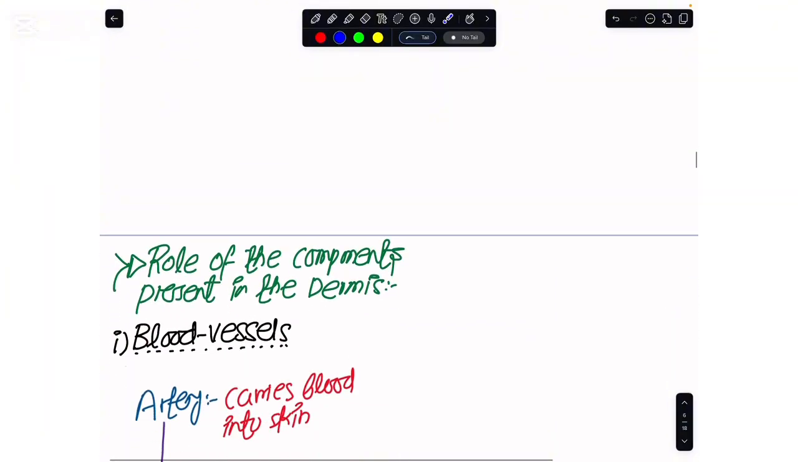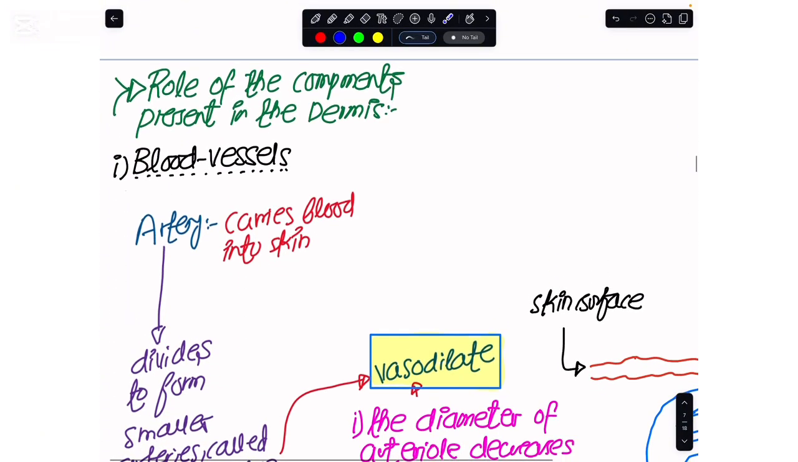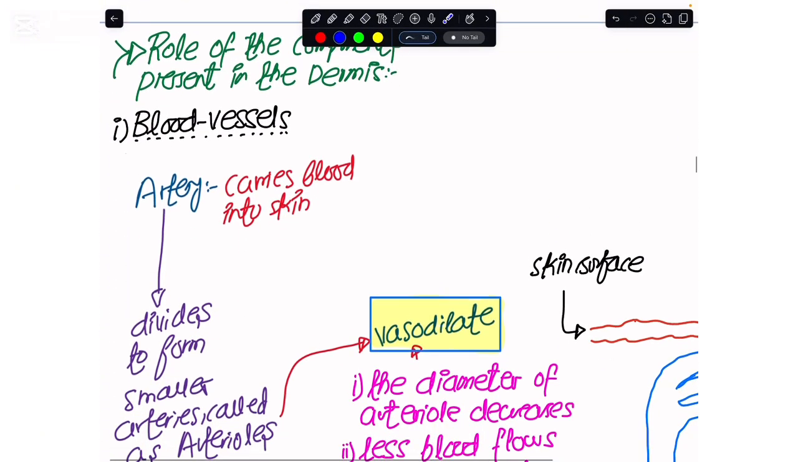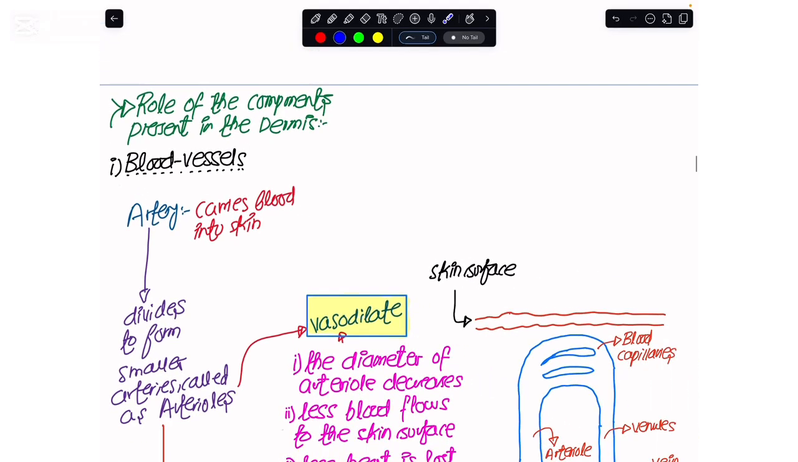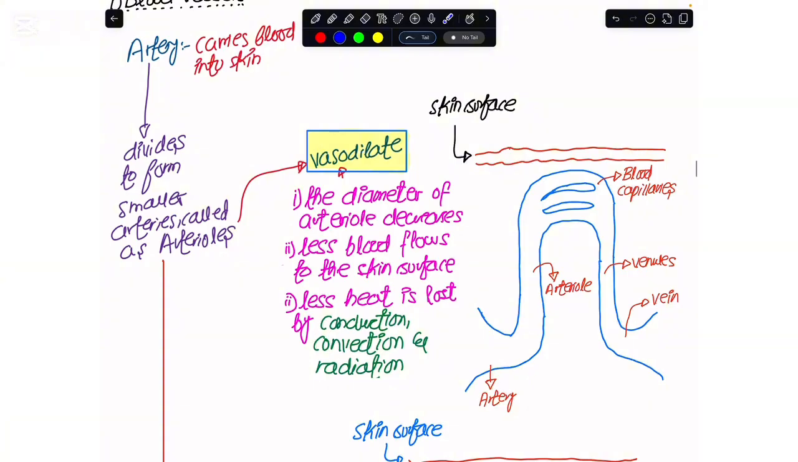And moving onward, if we talk about the components that we have in the dermis, as I have said, there would be the presence of blood vessels. Now the scenario is that the blood supply to the blood capillaries that we have in the skin would come from the artery, and the artery divides here into the arterioles. Then at the top we have these blood capillaries, and we get the blood out of the blood capillaries with the help of the venules, and at the end the vein takes the blood away. But here we have to stop for a while in terms of the arterioles.